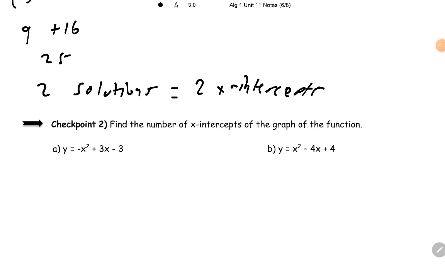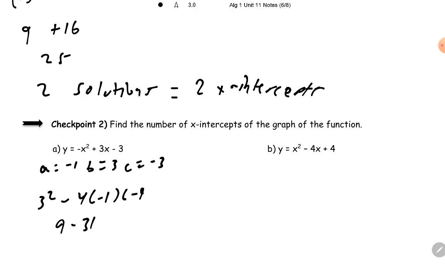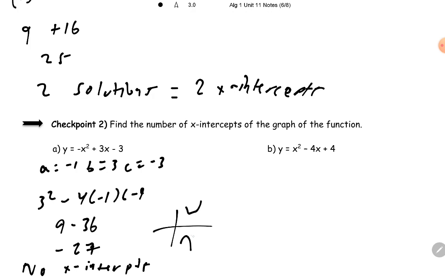Before we get too repetitive, I'm going to quickly go through these. A is -1, b equals 3, c equals -3. 3 squared minus 4 times -1 times -9. I have 9 minus 36, which is -27. So that means no x-intercepts, no solutions. Basically, you have a graph like this, or like this. It keeps going on forever and ever, but it never touches the x-axis.